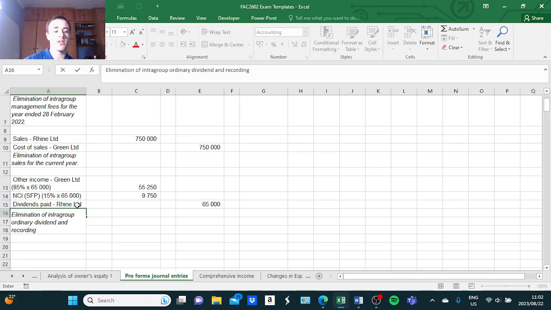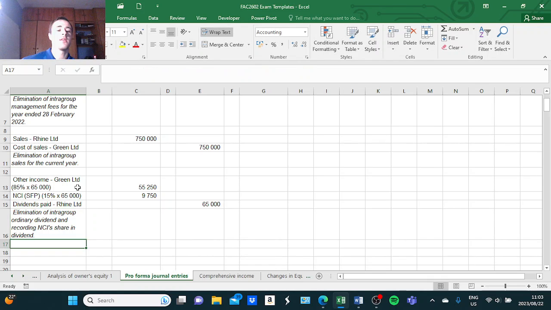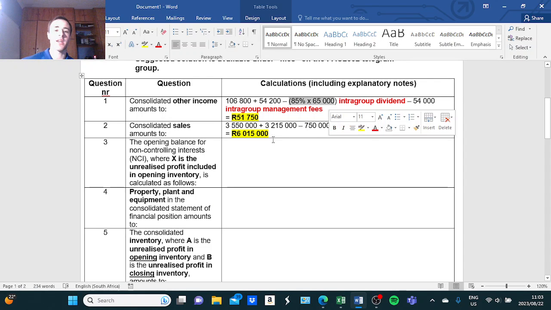Why do we record the NCI share as well? Apart from the fact that it forms part of the elimination, we need to show the dividends paid to NCI in the consolidated statement of changes in equity. So it will affect the closing balance of NCI for the current year. This is just for you to have a better understanding of the elimination. Since we are debiting other income, this was shown as a negative adjustment in our calculation of other income for the group. And we have already addressed the management fees as well.